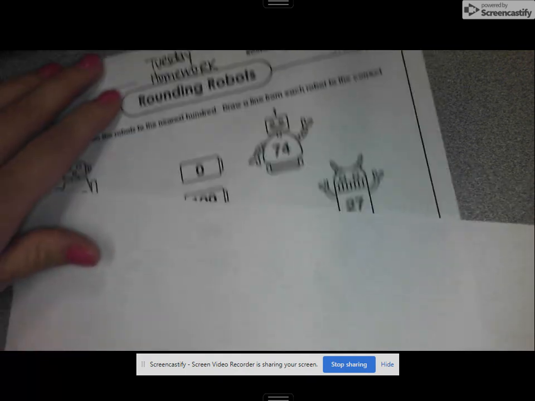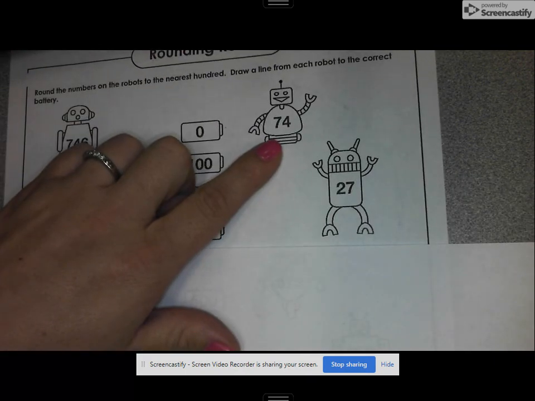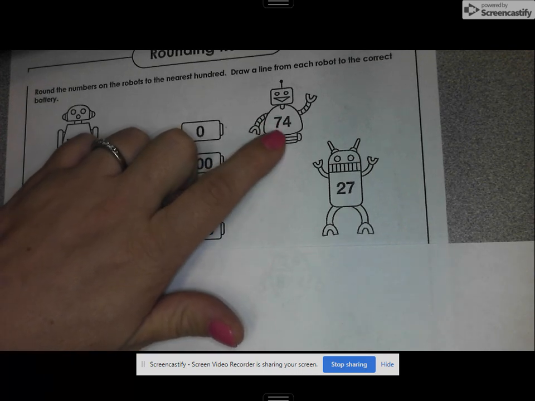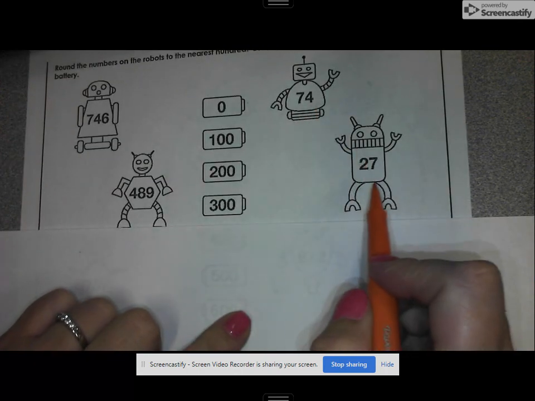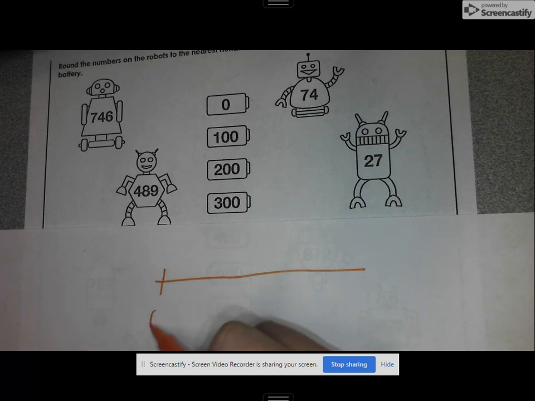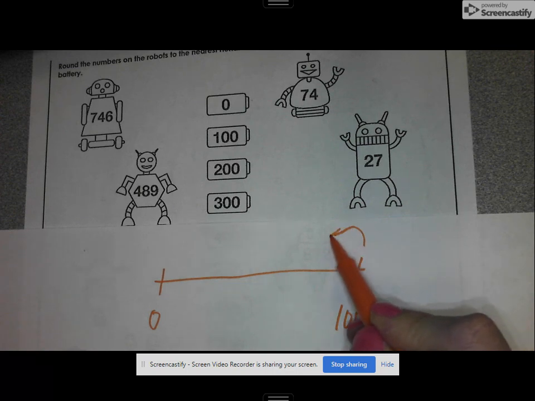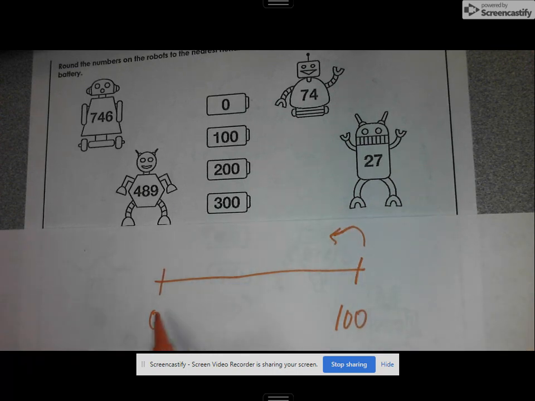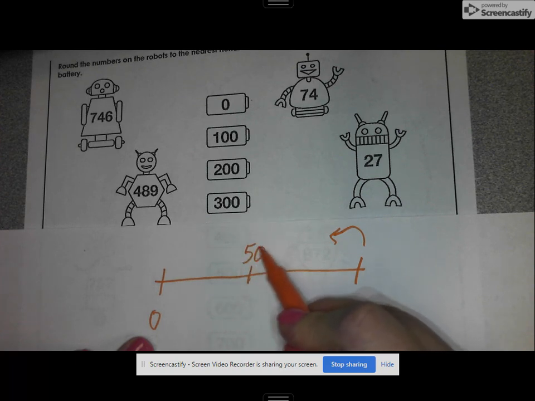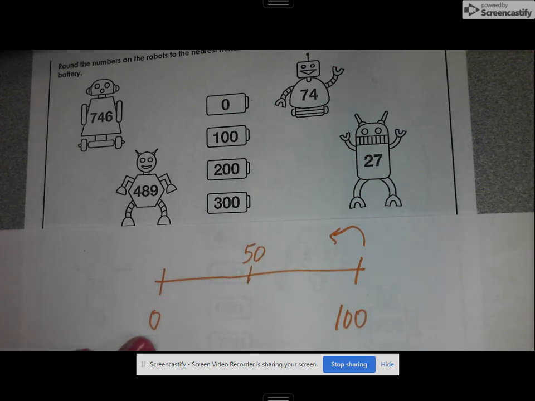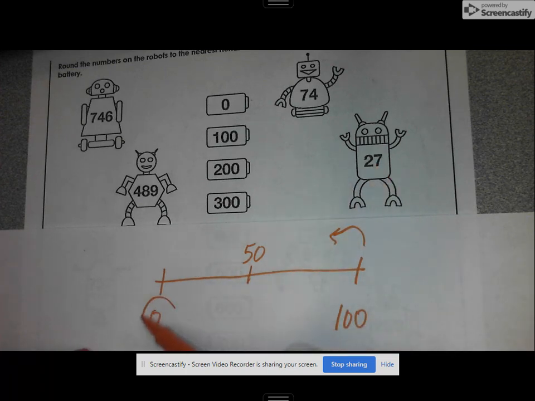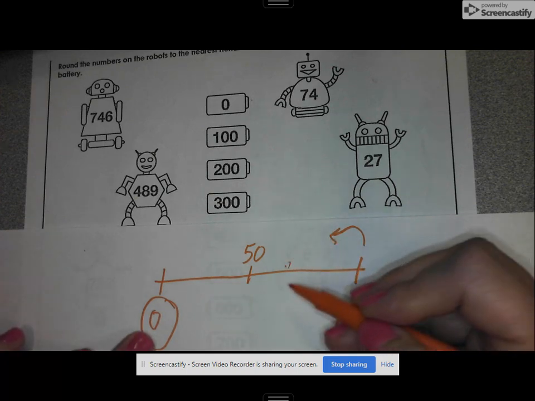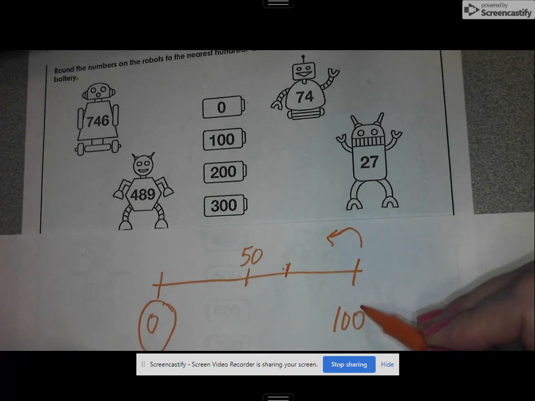The trickiest ones probably for them, even though they're really not so tricky once you think about it, is what to do with the 2-digit numbers whenever you're rounding to the nearest 100. If you have a 2-digit number like 74 and 27, you're either going to round to 0 or 100, because all 2-digit numbers are anything less than 100. For these, I just have them think about the halfway point between 0 and 100, which is 50. If I'm 27, I'm on this side of the 50, so I'm going to be at a 0. If I'm at 74, I'm on this side of 50, so I'm closer to 100.